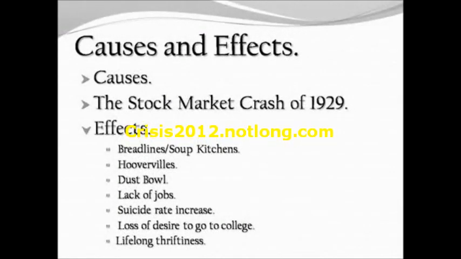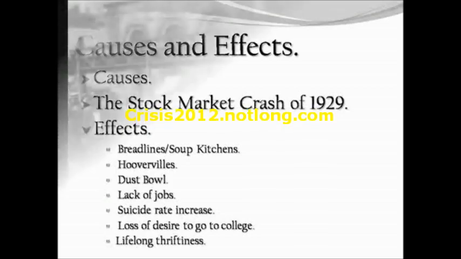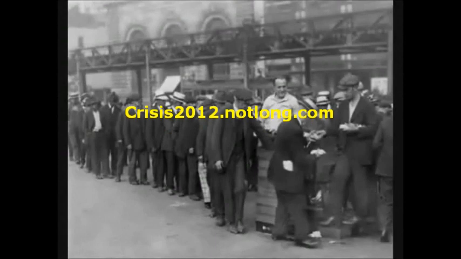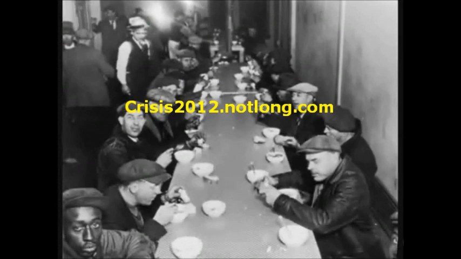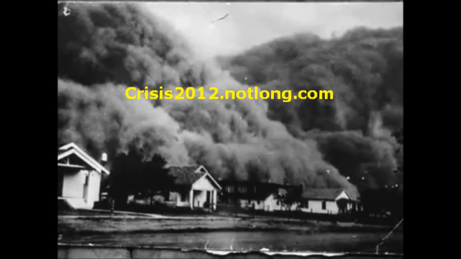Besides banks closing, the Great Depression caused a lack of food, the creation of Hoovervilles, droughts in the Dust Bowl, and a lack of jobs. In addition, many long-term effects including higher suicide rates, a loss of desire to go to college, and a sense of lifelong thriftiness plagued the people of this generation. Breadlines and soup kitchens provided cheap or free meals to those people who were out of work. Also, many people lost their homes, so for shelter they were forced to build shacks from whatever they could find, naming them Hoovervilles, a direct insult to President Hoover.